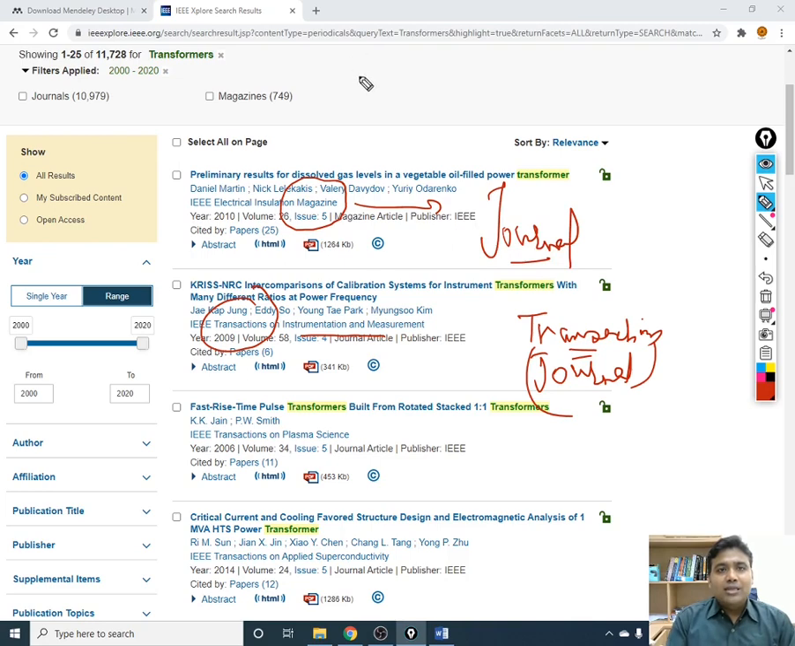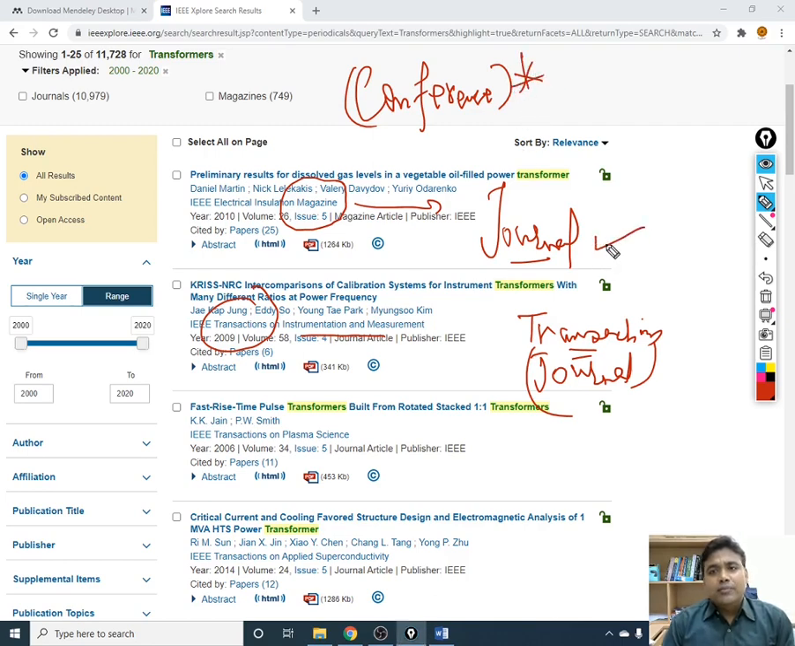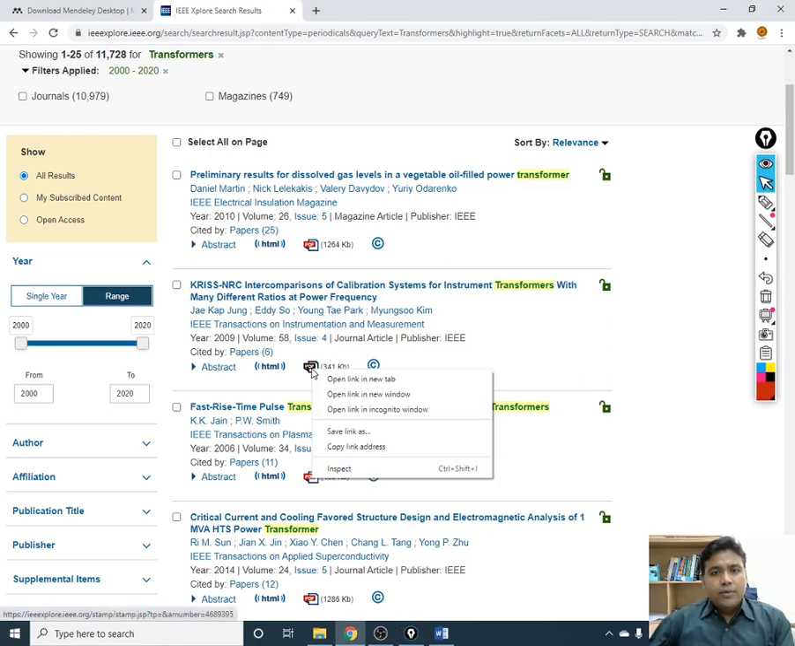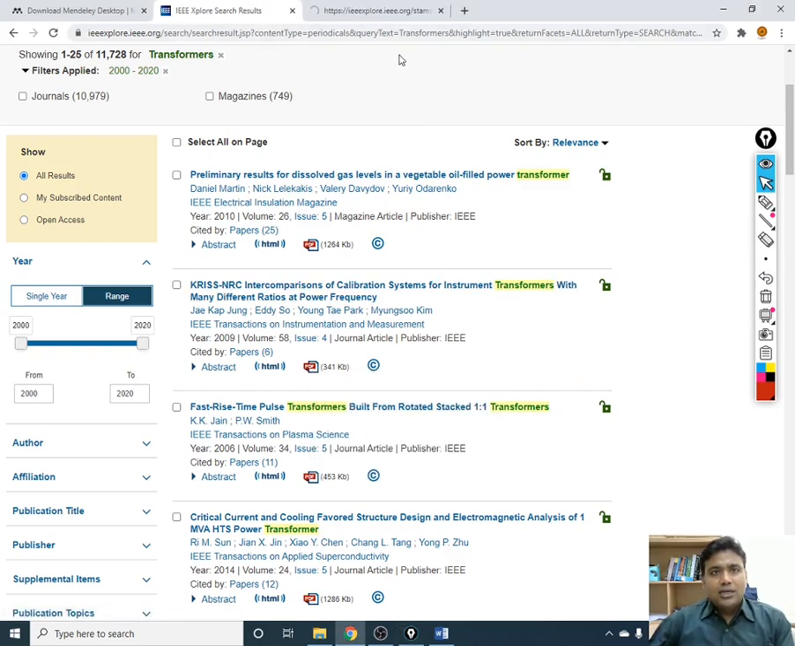So especially if you choose some conference paper, it will be written as conference. But I suggest that whenever you start with any research, don't start your research with a conference paper, rather you start your research with journal papers. So it can be journals or magazines. So let us see one of the journal papers. Let us click that and then go through it.